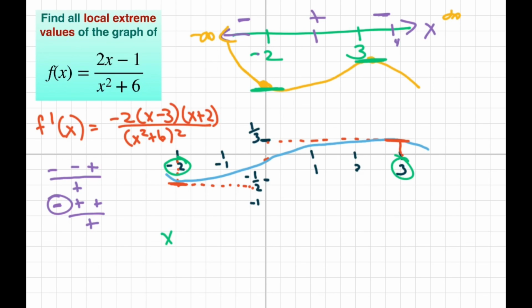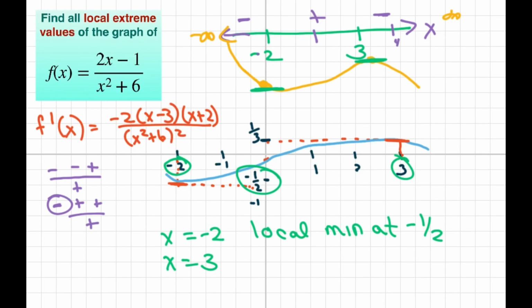So at x equals negative 2, we have a local minimum at negative 1/2. At x equals 3, we have a local maximum at 1/3. And this is what they're looking for.